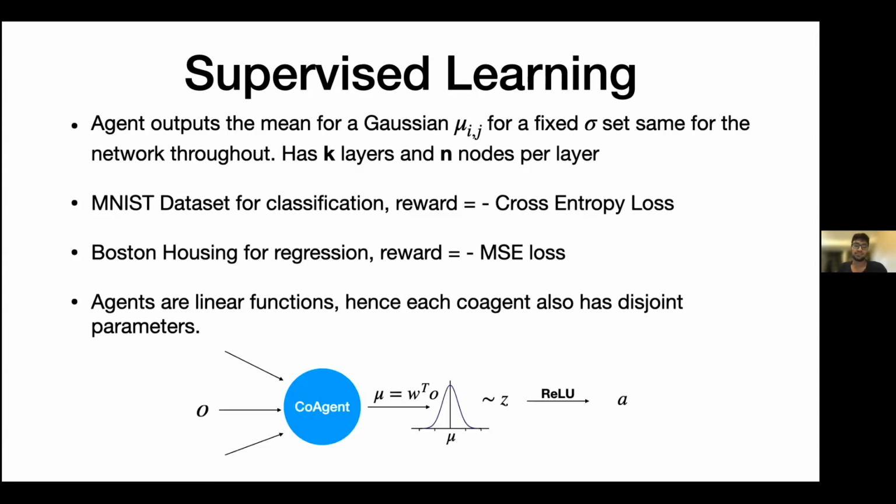In a sense, it looks like an observation is coming into a co-agent. It's linearly weighted and produces a mean, mu. From there, we sample a pre-activation Z, and we pass it through a ReLU activation to get an action for the agent.